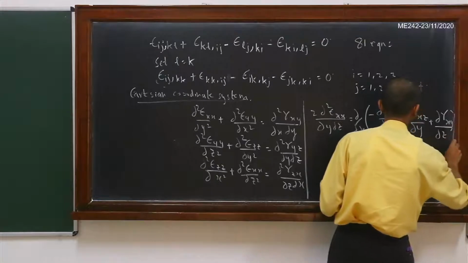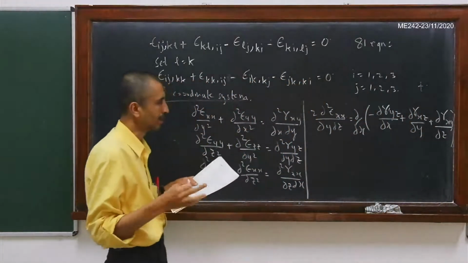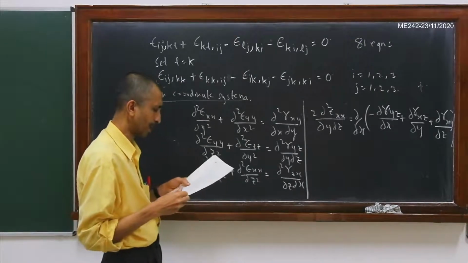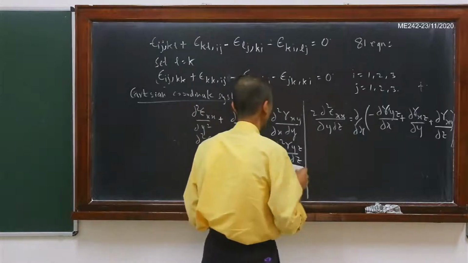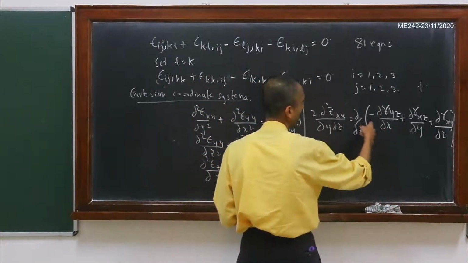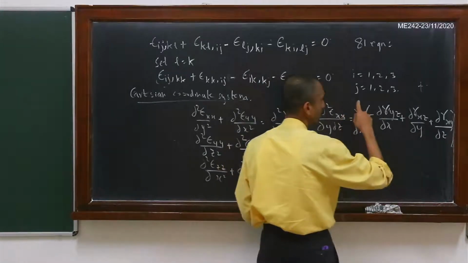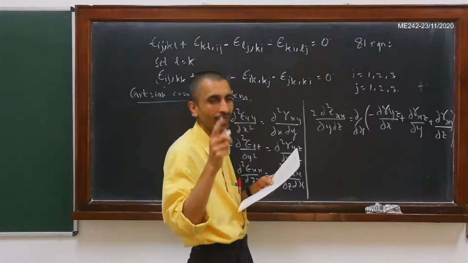So all these equations are there in the book. Even if you are not able to see these clearly, you can just take a look at the book, or you will find them in lots of other books also. Then similarly, the other 2 you get simply by interchanging: in place of x put y, in place of y put z, and in place of z put x.